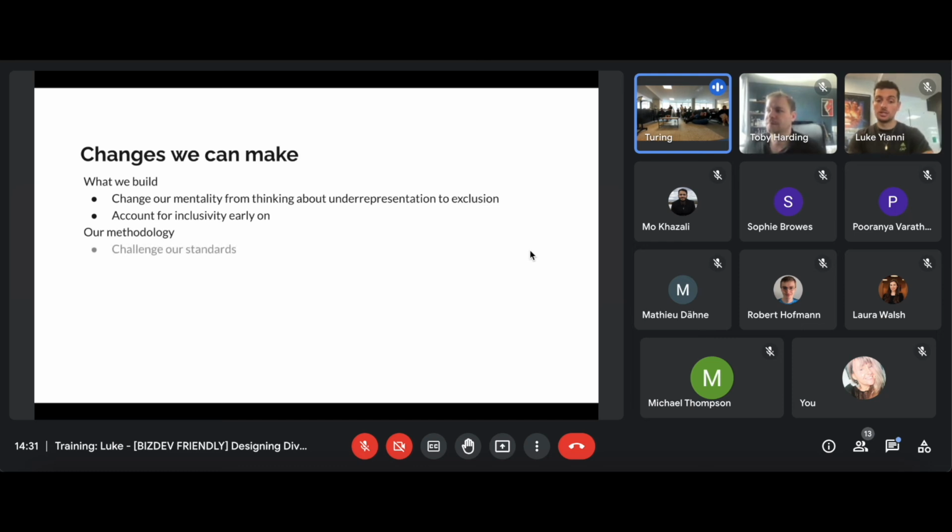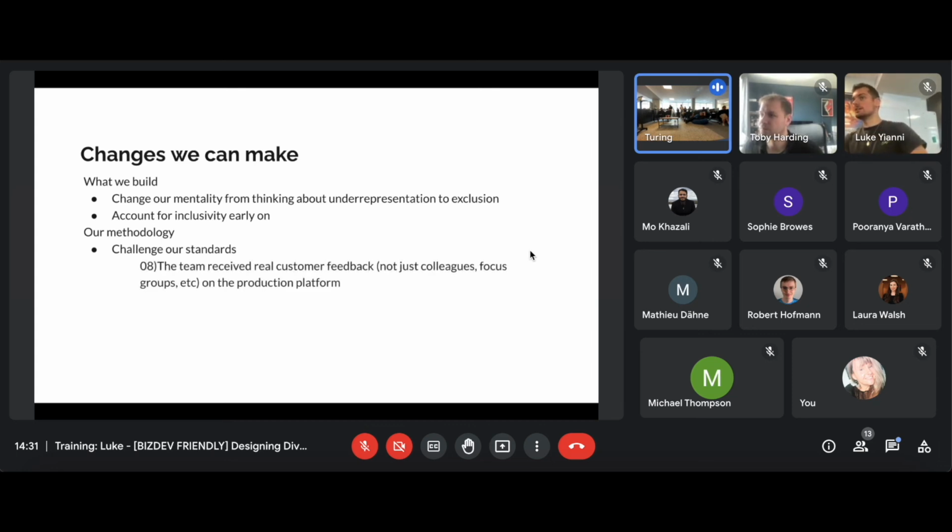Changes we can make to our methodology. We should challenge our standards. I was looking through our standards thinking, okay, how can we improve some? And I was looking at number 8: the team received real customer feedback. I think quite a lot of us don't even stick to this. But we can take this a level deeper. The team received real customer feedback, but who are we receiving feedback from? Is that group representative? Is that group diverse? Is that group really our target audience? I think we all want to make sure that we're asking questions to the right people, but that should be a diverse group of people as well, so we get as much information as we can to avoid that aforementioned homogeneity. Homogeneous design. We'll say that.